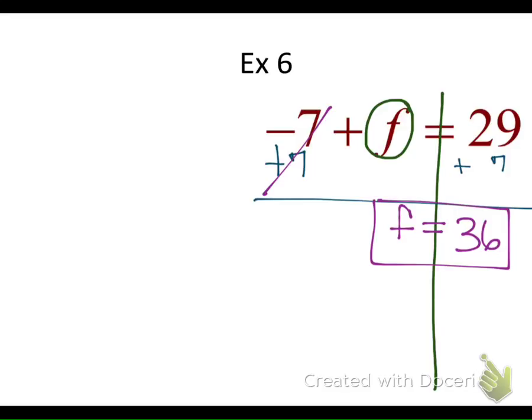If you're not sure, you could always plug in negative 7 plus 36 and see if you got 29. And if you did, then your answer is right. Again, because this is a positive sign in front of the variable, I don't have to do anything else with it.